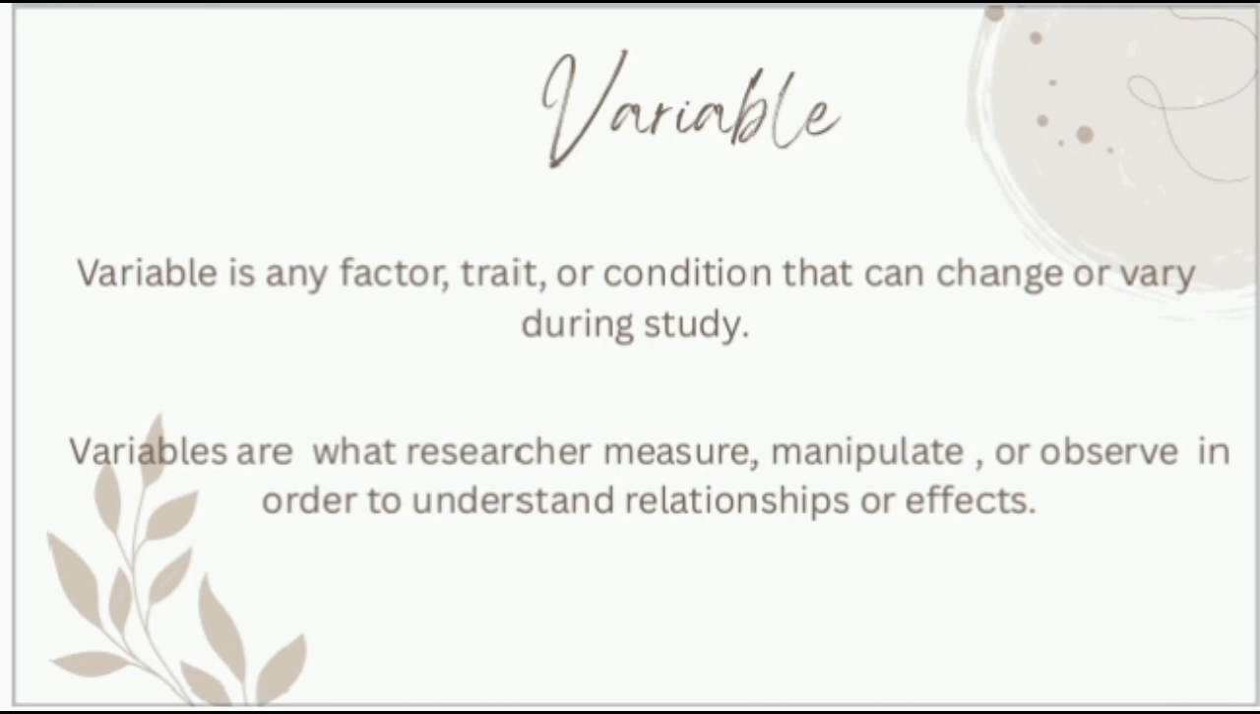Like in experimental design, we study the impacts of an independent variable on a dependent variable, and in correlational design we study the relationship between two variables. So it's very important that the concept of variable is clear to you. That's why the topic of today's video is variables and types of variables.